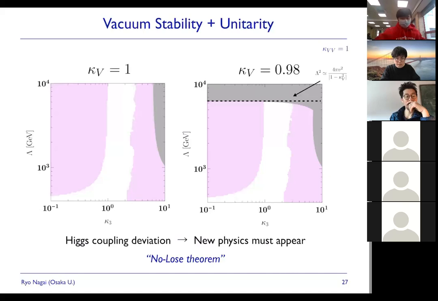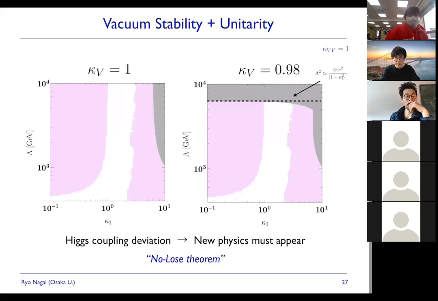But anyway, we have obtained the scale of the new physics as a function of the Higgs coupling deviation by imposing the vacuum stability and the perturbative unitarity. Our finding means that the measurement of the Higgs coupling deviation induced by the non-decoupling effect directly points to the energy scale where new physics must appear. Therefore, if the deviation is observed at a future collider, it will provide a target energy scale for the future collider designed to observe the new particle directly. So we refer to our finding as the no-lose theorem, which means that we can obtain information about the new physics without finding the new particle directly.